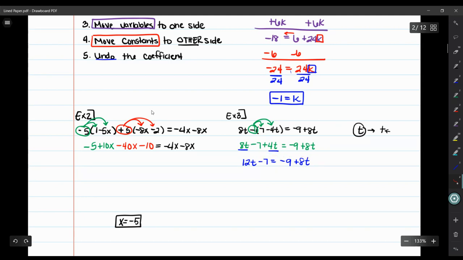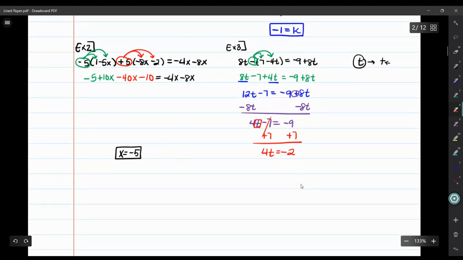And we're going to do that by making it add to 0. So to cancel out a plus, we're going to subtract 8t from both sides. So 12t minus 8t makes 4t. Drop your negative 7 equals, drop your negative 9. And now 8t minus 8t is 0, so we can ignore this piece. Step 4, move your constants. So now we want to get t by itself. So that means we need to add 7 to both sides. So we end up with 4t equaling negative 2.